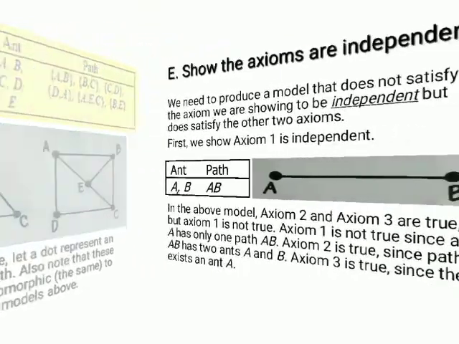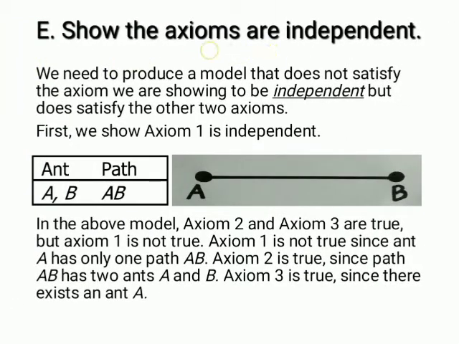So, next, letter E, show the axioms are independent. So, paano nga ba natin masasabing independent yung 3 axioms? So, we need to produce a model that does not satisfy the axiom we are showing to be independent, but does satisfy the other 2 axioms. So, di ba bali 3 yung axioms kanina? So, bali 3 rin yung gagawin nating model. Hindi pwedeng sabay-sabay silang maging independent. So, unahin muna natin yung axiom 1. So, first, we show axiom 1 is independent.